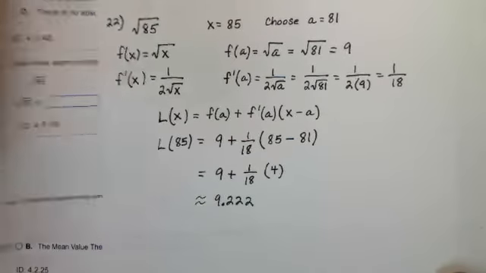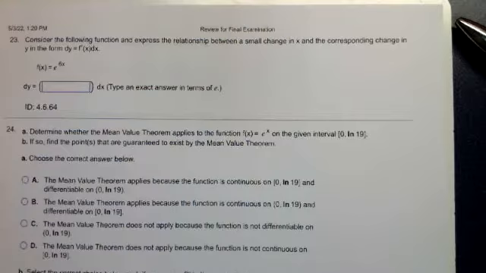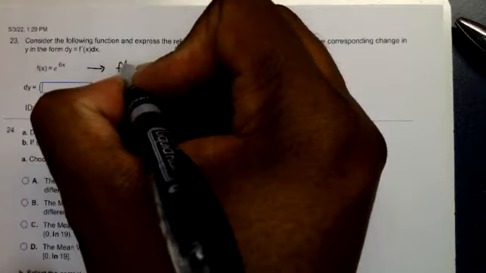All right, problem number 23 deals with differentials. Consider the following function and express the relationship between a small change in x and the corresponding change in y in the form dy is equal to f prime of x dx. And in this case, we had f of x is equal to e to the 6x. Well, let's take f prime of x.